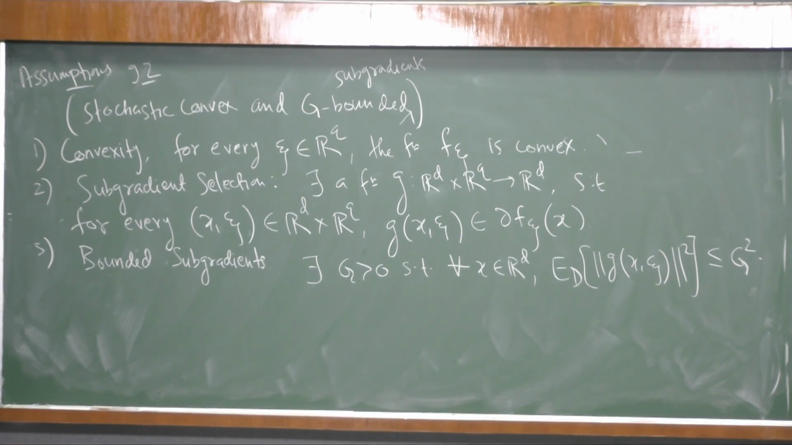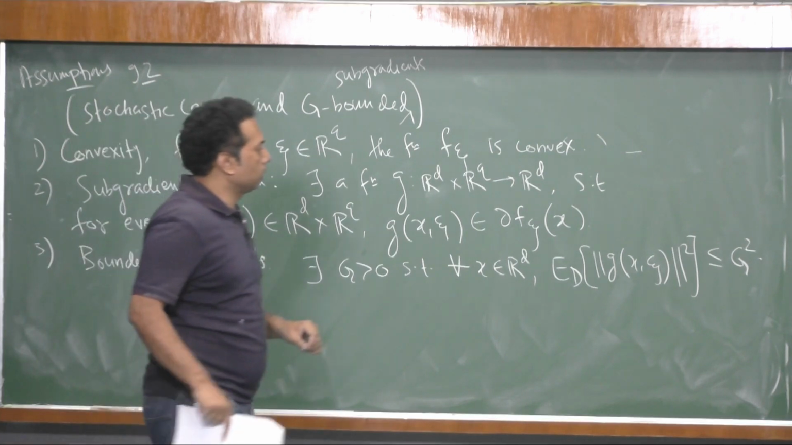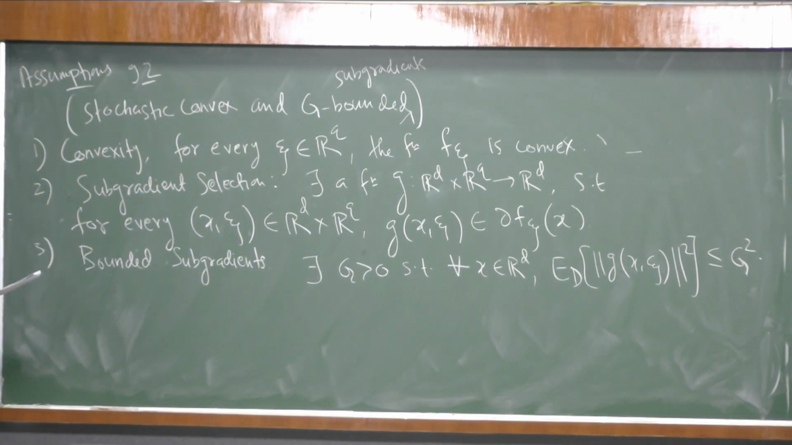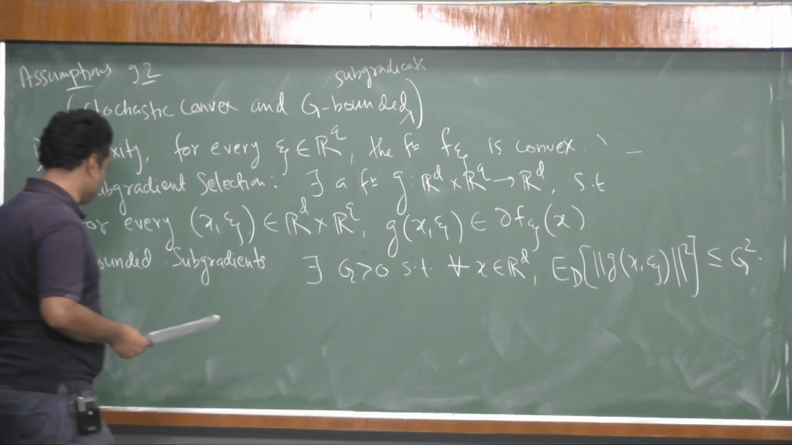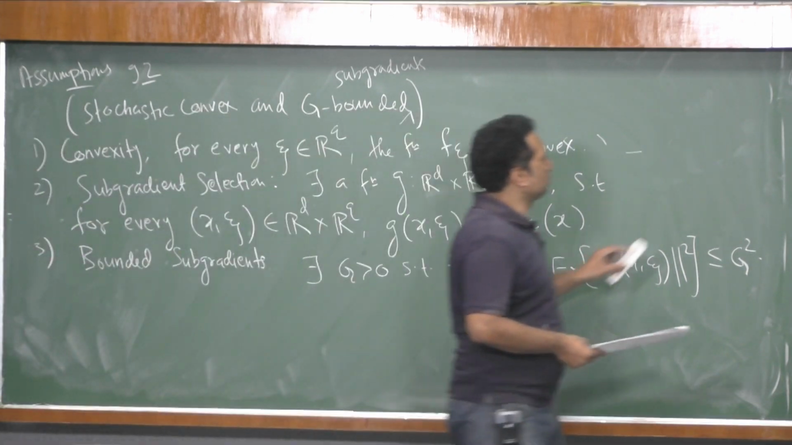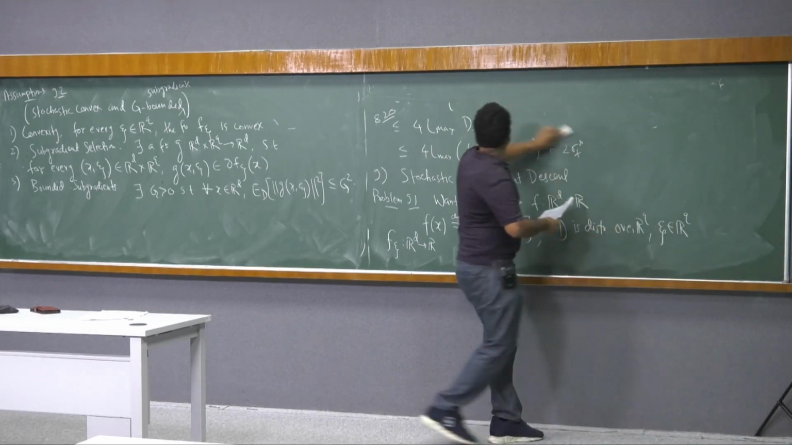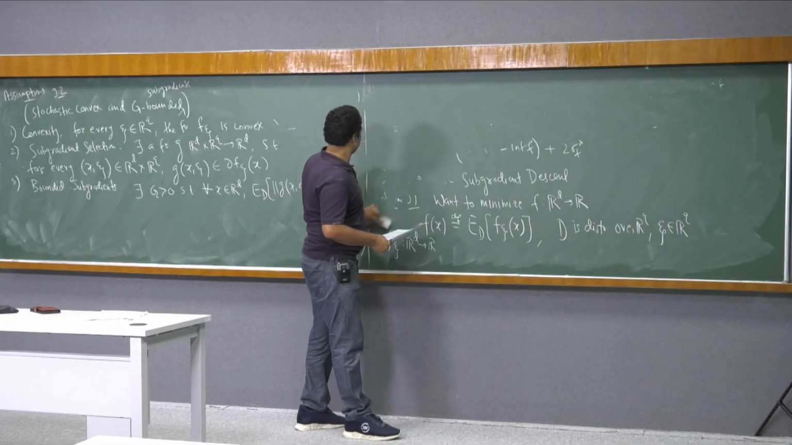So these are the assumptions we are asking for when we are going to do some stochastic optimization. To prove results, certain assumptions are always needed. And the stochastic subgradient descent method is a simple method in itself. So it's again one line. So I will define this and then we will stop.